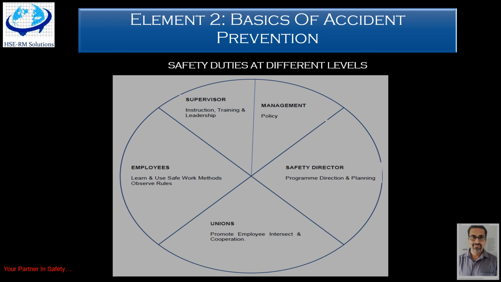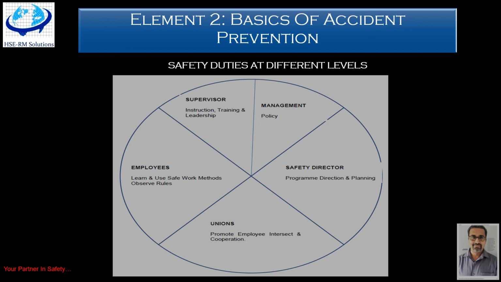And what is the management role then? The management role is to form the policy: this is our policy, and you need to follow it stringently. What is the role of safety directors? The safety director's role is program direction and planning. Ultimately, whatever policy is made, program direction and planning are done based on it. Then comes the union. In the union, all employees interact and cooperate. So all the working class comes under this.